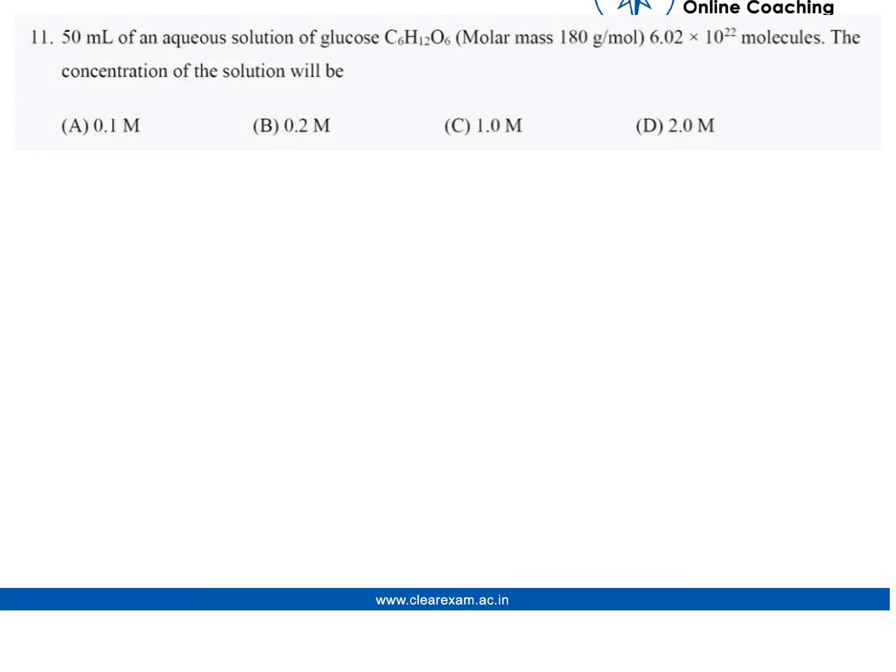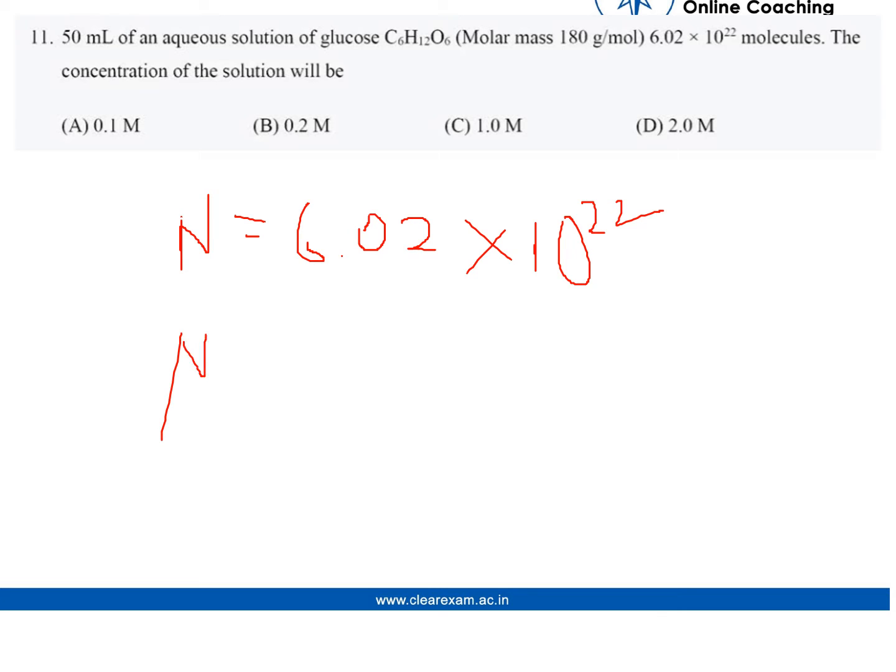So here we are going to do some calculations. The number of molecules of glucose, denoted with capital N, is equal to 6.02 × 10^22. And the Avogadro number, capital N A, is equal to 6.02 × 10^23.